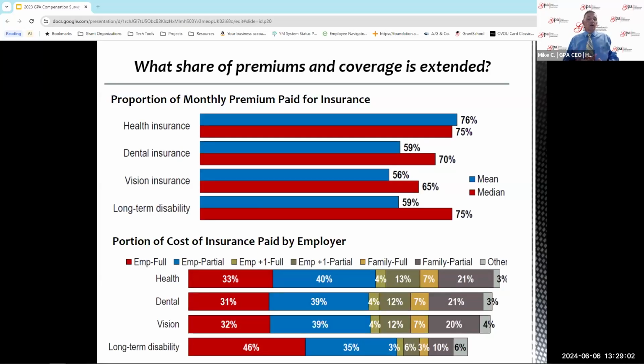In terms of the proportion of monthly premium paid for insurance, you can see the numbers here. I think the interesting pattern here is the proportion of cost of insurance paid by the employer. Most respondents indicated their health, dental, and vision insurance are either fully covered, reported by about 32%, or partially covered for the employee, which is 39 to 40% for each form of insurance. Another 20 to 21% indicate partial coverage for the family, and 12 to 13% indicate partial for the employee plus one. Full coverage for the family or the employee plus one is relatively rare, at 7% and 4%. The one exception there is long-term disability, which is more likely to be covered for the full coverage for the employee, and almost as often partial for the employee only. Another 28% report some coverage, either for full or partial, for the employee plus one.